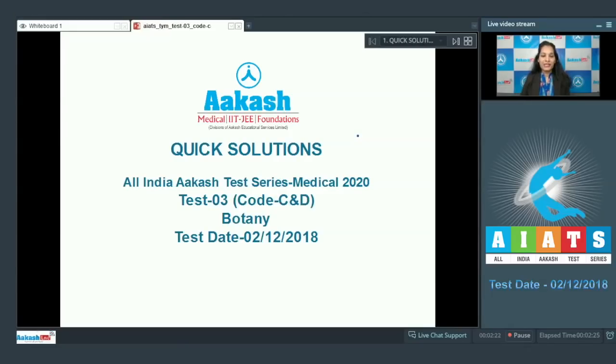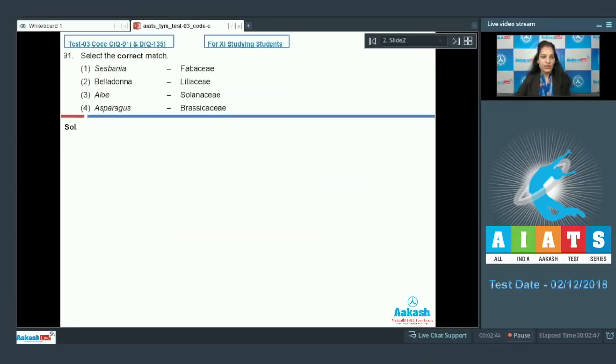Hello students, I'm going to discuss the quick solutions of All India AIATS Test Series Miracle 2020 of test number 3, code C and D. And I'll be dealing with the botany section. Your test will be held on 2nd of December 2018. Let's start with the botany section.